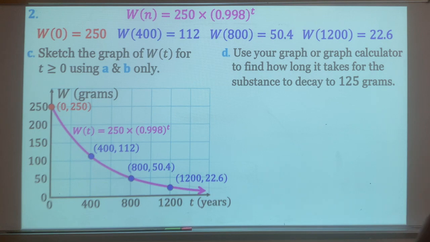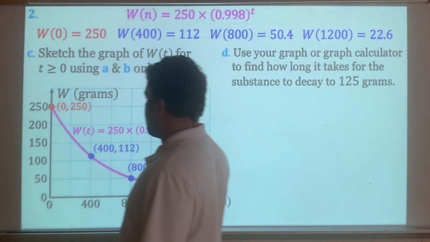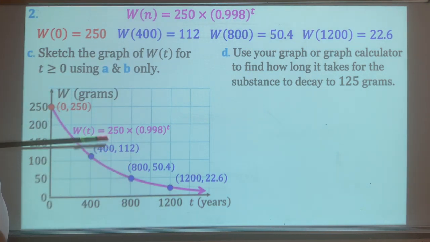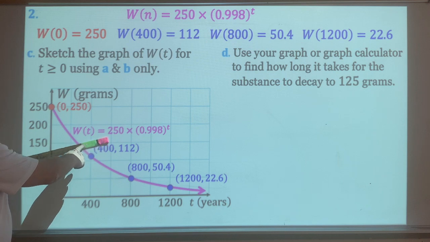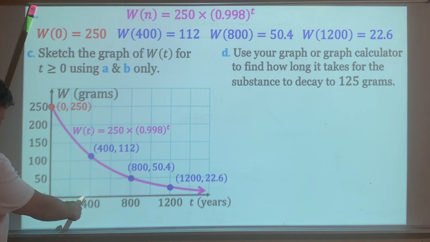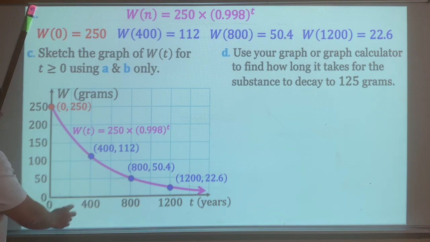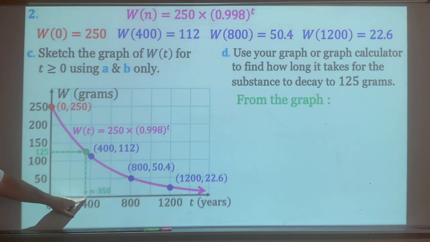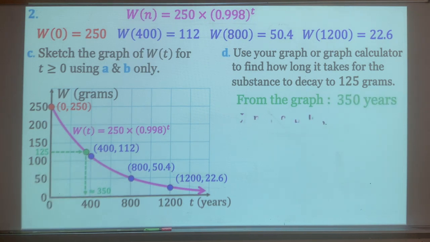Use your graph or a graphing calculator to find out how long it takes the substance to decay to about 125 grams. Using this, 125 is about here. What's that? 350. Let's see what we get from the graph. Oh, I did it on the graph anyway. 125 goes to here, here goes to here, approximately 350. Look at that, I didn't even know I was going to do that. So about 350 years from the graph.